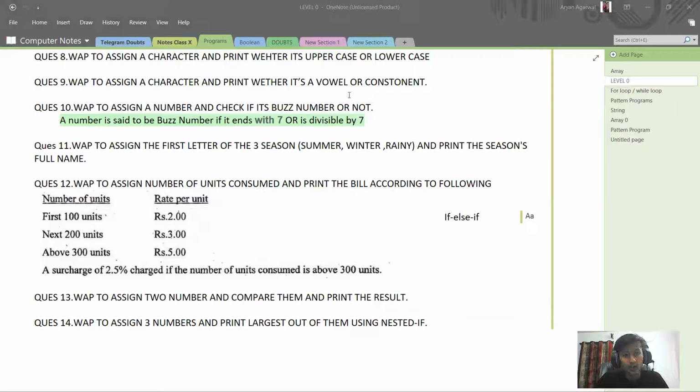You have to make this type of program using if else if. Got it? So we'll make this program. Whenever you are given a program, you have to go according to the program. As the program says, you have to make it; you don't have to put in your extra mind. The moment you start putting in your extra mind, things go wrong. So write a program to assign number of units consumed.